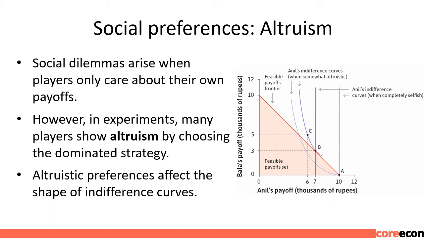If Anil is altruistic, his indifference curves are downward sloping. If he derives utility from Bala's consumption, he has downward sloping indifference curves, so he may prefer an outcome where Bala gets some of the money. Indeed, Anil will choose the combination B, since that lies on a higher indifference curve than point A. In this case, Anil will keep 7,000 rupees and Bala will get 3,000.